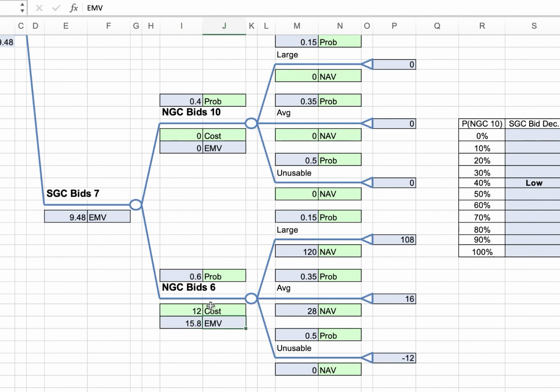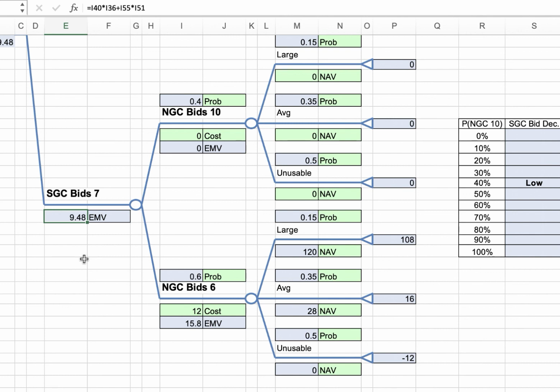And the expected value of the low bid is 15.8. But that only gets weighted 0.6 or 60% because the other 40% of the time the payoff for SGC is nothing. So the total expected monetary value of the low bid is 9.48. 9.48 is a better return than 6.8. So the correct decision for SGC would be to bid low.